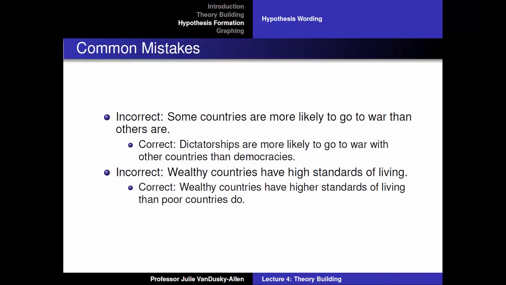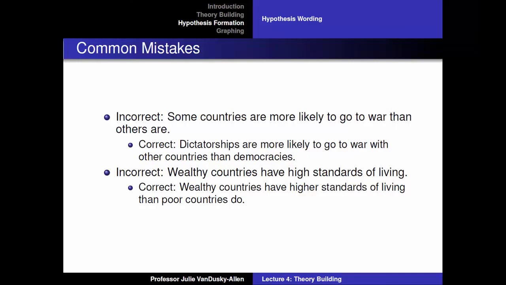Here are some common mistakes when writing hypotheses. The first poorly written hypothesis states, some countries are more likely to go to war than others are. The hypothesis does not indicate how variations in the independent variable lead to variations in the dependent variable. Some countries are more likely to go to war than others, but which countries? What factor influences whether a country goes to war?